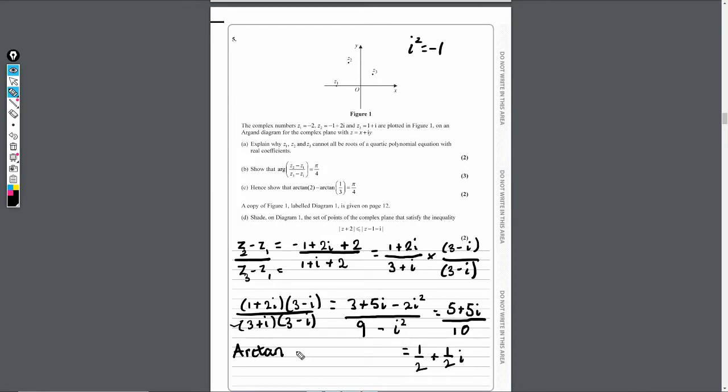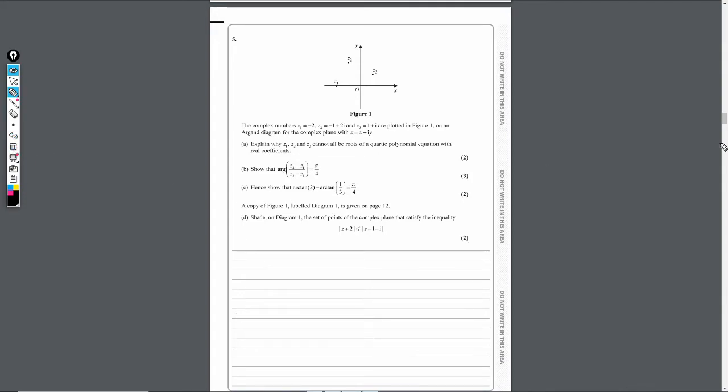Because they're both a half, it'll be half divided by half. A half divided by a half is the same as arctan of 1. And because we're in radians here, clearly, because this is pi over 4, this is just going to be arctan of 1, which, if you do it on your calculator, or if you just know it by memory, is pi over 4. So we've shown that the argument of z2 minus z1 over z3 minus z1 is pi over 4. So that's part B.